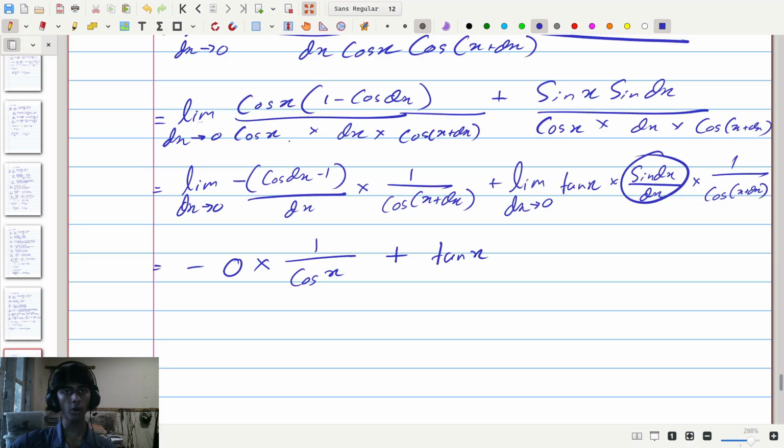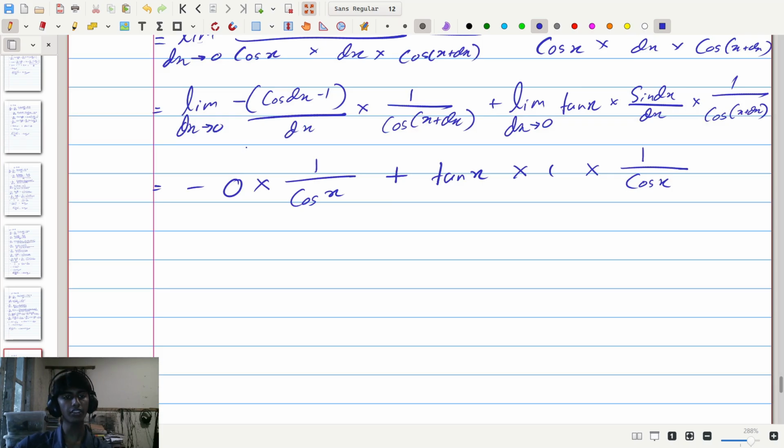Over here we know the sine of dx by dx as dx approaches 0 is going to be equal to 1, so times 1. And over here, as dx approaches 0, x plus dx is going to approach x. So what we have here is 1 divided by cosine of x. Here, erasing all the unnecessary terms, the first term is going to equal 0. So erasing that, what we're left with is tan x and 1 times 1 divided by cosine of x.